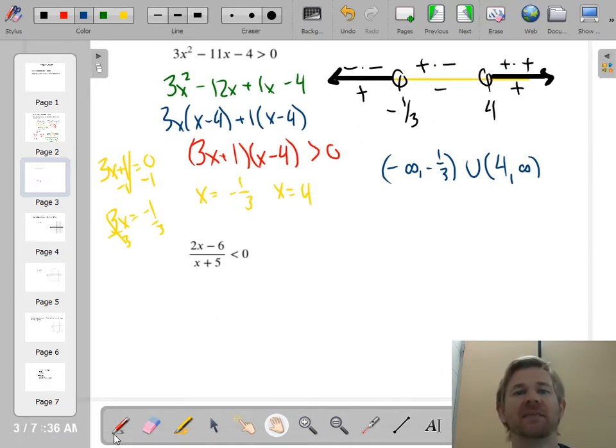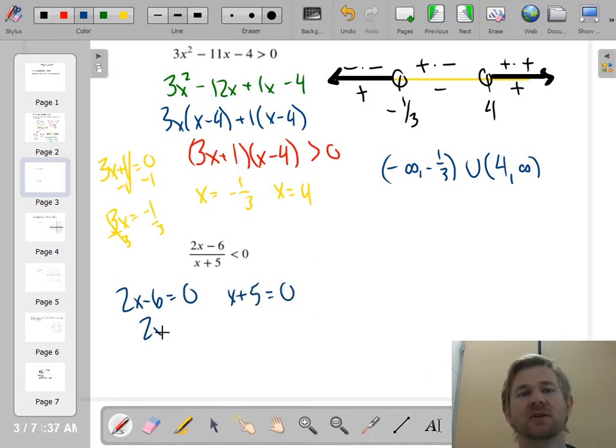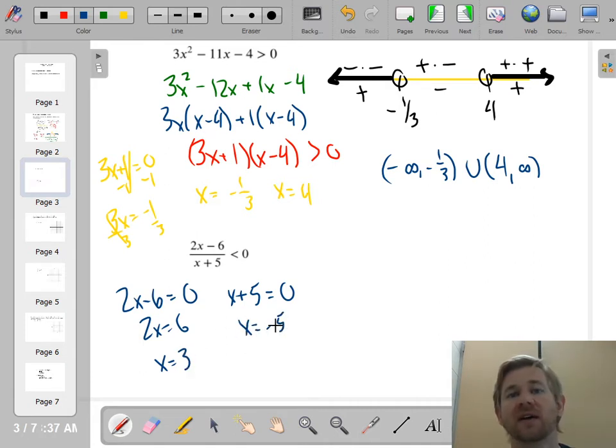So we'll pretty much do the same thing. Set the numerator equal to 0 and set the denominator equal to 0, and these will be our points of interest. So 2x equals 6. That means one of them is at 3 and the other one is at negative 5. And this one's really important. X can definitely not equal negative 5. Now if you do 3, you're going to get 0 in the top, and 0 is going to be also an open circle. So we have negative 5 and positive 3. These are both open circles.